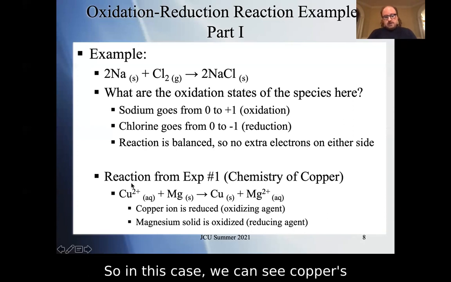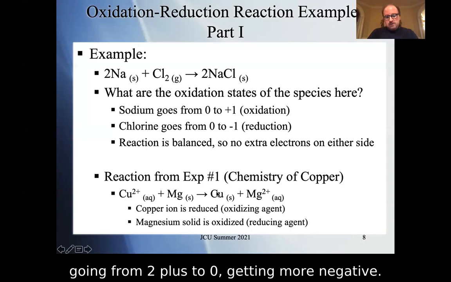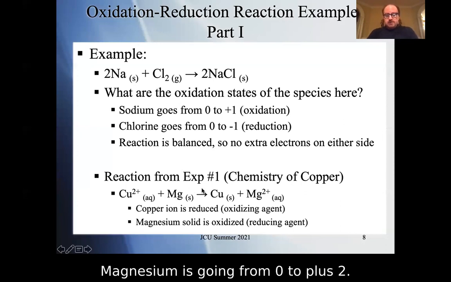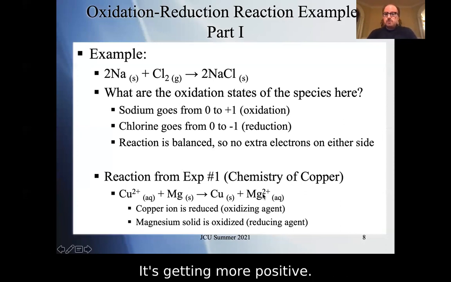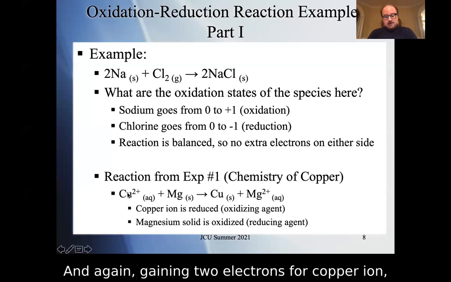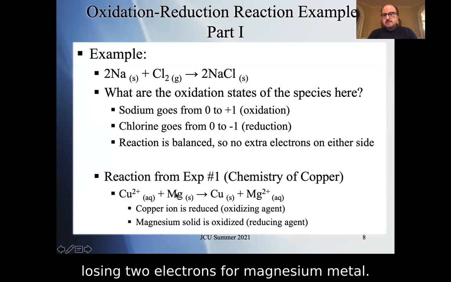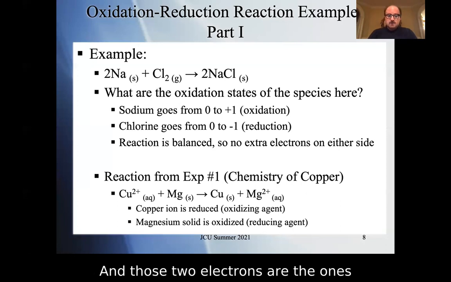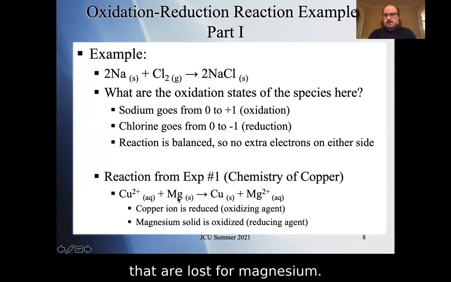Right, so in this case, we can see copper's going from 2 plus to 0, right, getting more negative, so therefore it's reduced. Magnesium is going from 0 to plus 2. It's getting more positive, and therefore it's oxidized. And again, gaining 2 electrons for copper ion, losing 2 electrons for magnesium metal, right? So again, we have 2 electrons gained, and those 2 electrons are the ones that are lost from magnesium.